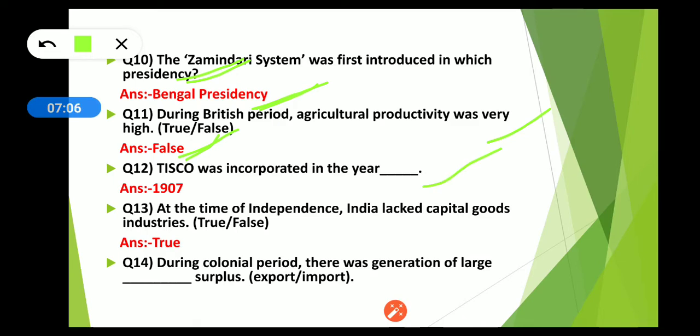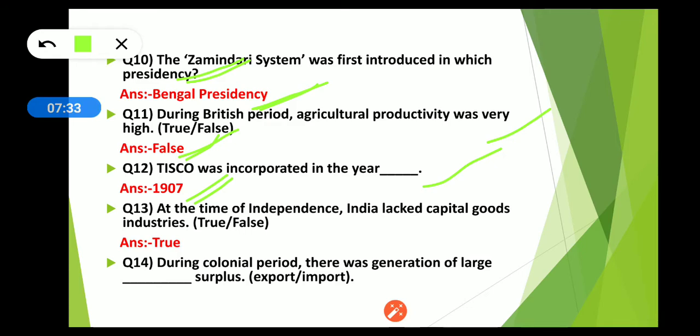Question number 12. Tisco was incorporated in the year. The answer will be 1907. Tata Iron and Steel Company. The full form of Tisco is Tata Iron and Steel Company. It was established in 1907, in Jamshedpur, Jharkhand. At that time it was part of Bengal. So Tisco was incorporated in the year 1907.